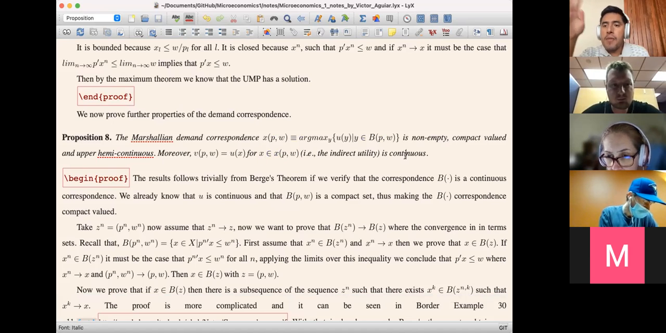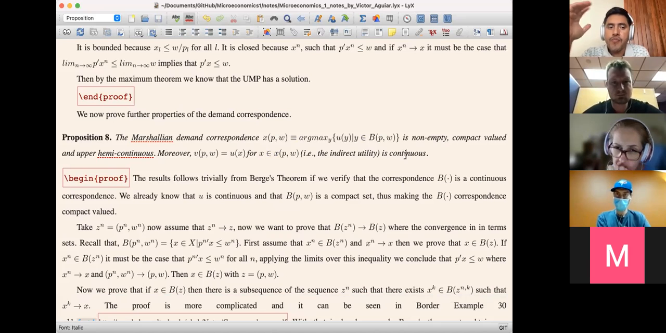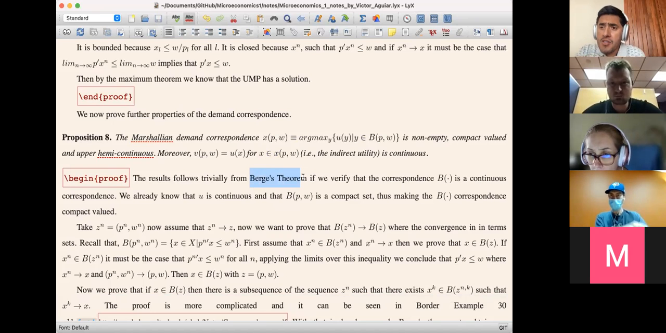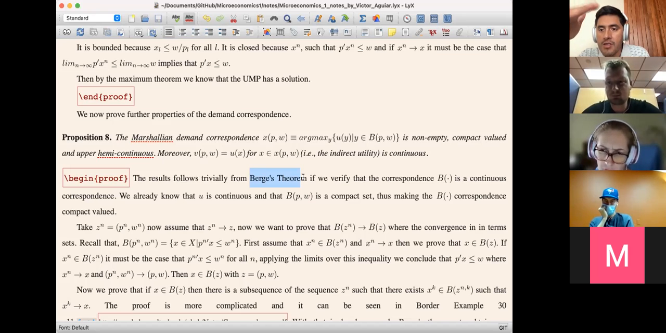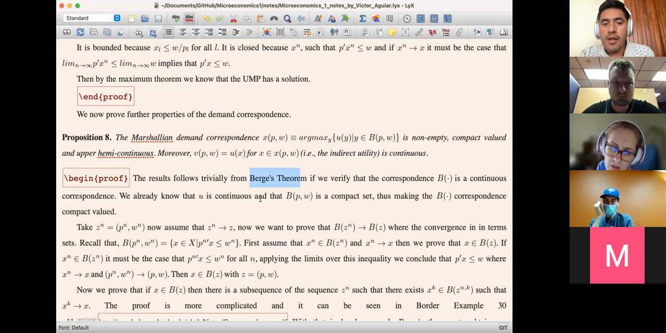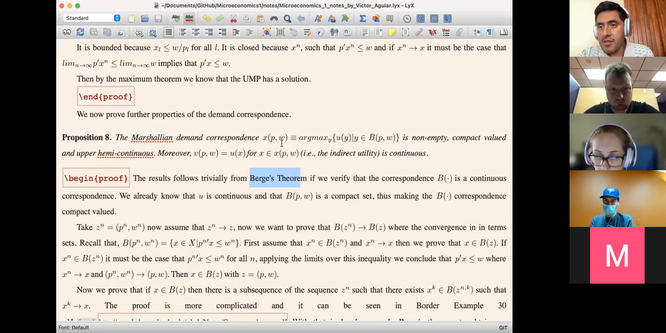And these properties are a restatement of a little bit of what I said before, plus additional properties. This is a consequence of a famous theorem called Berge's theorem. Berge's theorem basically says that if I now check how my solution changes with the parameters of the problem, what are the parameters of the problem? The parameters are prices and income, right? As I change price, I have to check how the demand is going to change, and as I change income, how the demand is going to change.